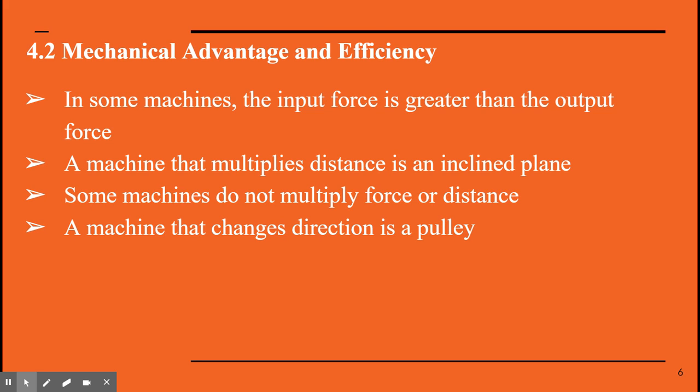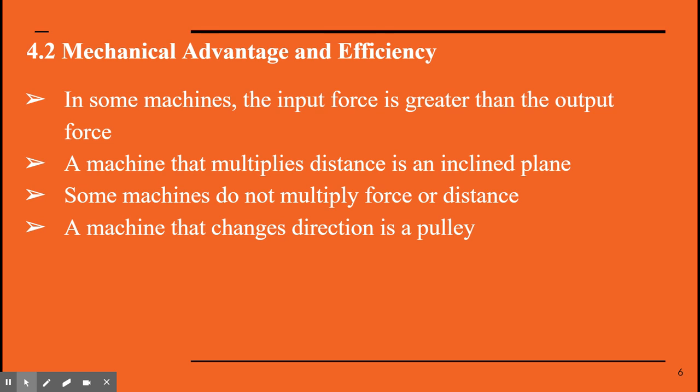Final example here, ones that do not multiply force or distance, they change direction. This is your pulley again. You pull down on it and the object goes up. Think of a flagpole, a yacht, or a boat that has a sail on it. You pull down on it and it flies upwards. And this is just a few things the machines do.